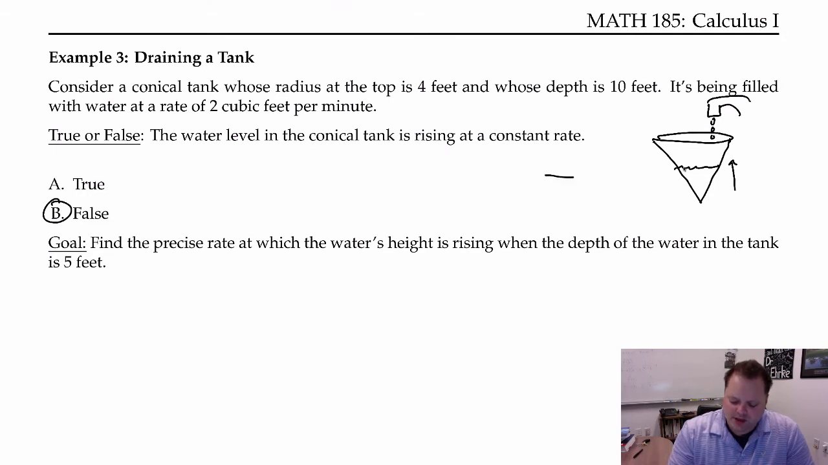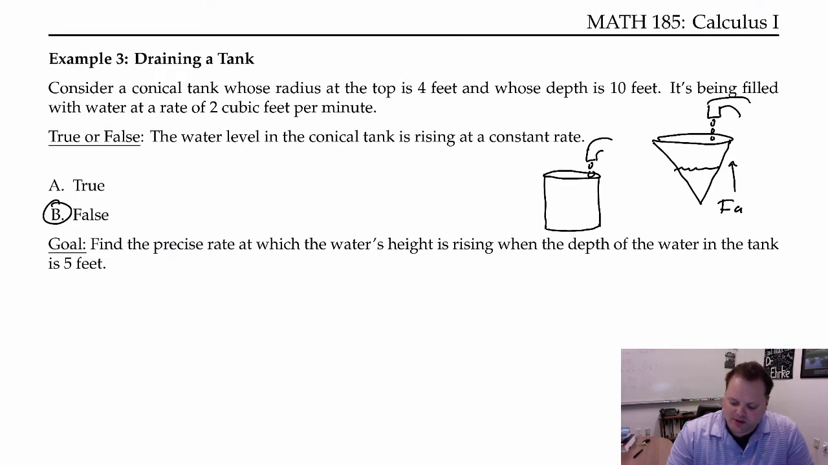If you were filling a cylindrical tank, the answer to this question would be true, because no matter how quickly the water comes into the cylindrical tank, the cross-sectional area of the tank is the same, so the height at which the water rises would be the same. For this example it would be false, but for this example it would be true. So it depends on the shape of the tank. But we're dealing with the conical shaped tank, which makes this problem a little bit interesting, the fact that the rate at which the height increases is not constant.